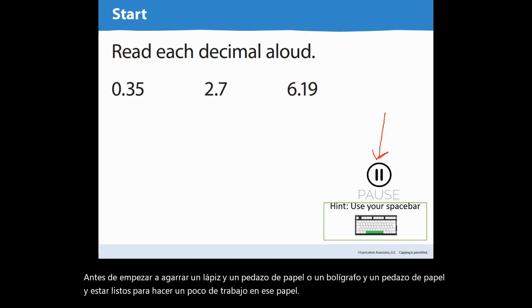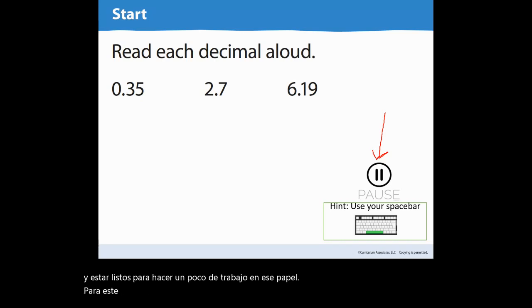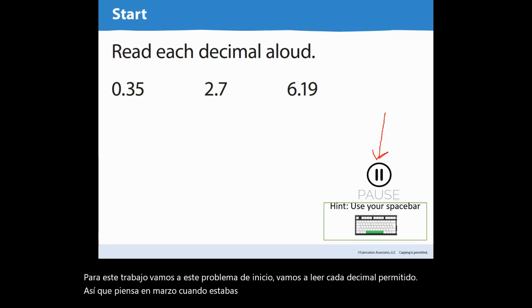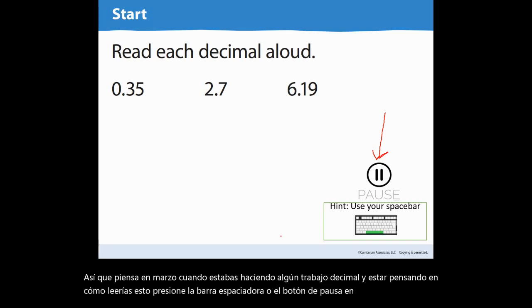For this start problem, we are going to be reading each decimal aloud. So think back to March when you were doing some decimal work and be thinking about how you would read this. Push the space bar or the pause button on your video right now, and I'll be back in a minute to go over the answers with you.